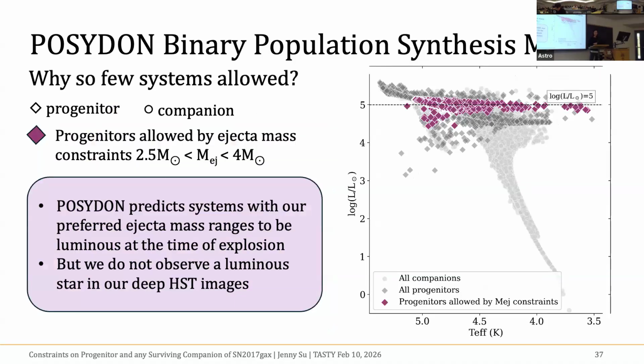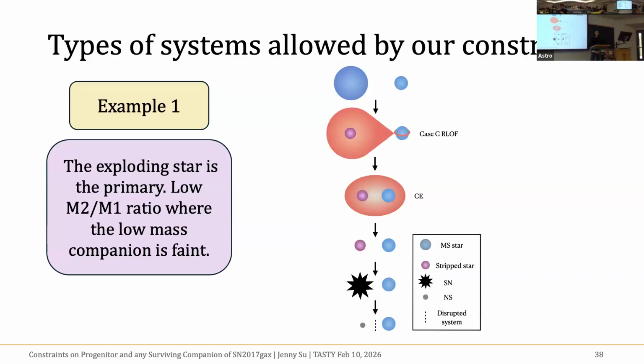So why is that? It turns out that POSYDON had been predicting systems without preferred ejected masses to a really high luminosity area. It's saying that the stars in this pink color will explode with an ejected mass within our preferred region, and they're so luminous, but we don't observe such a luminous star in our HSD images. This shows one of the caveats that POSYDON has, but still, considering those caveats, we can look into some examples of systems that are allowed with our constraints.